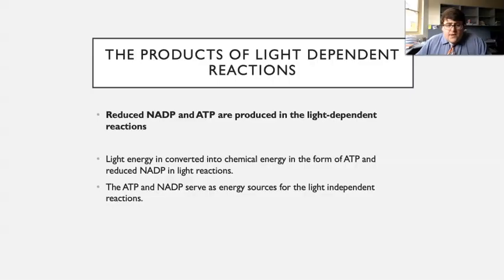So, the products of light-dependent reactions: light energy, obviously because we need light energy for light-dependent reactions, will be converted into chemical energy in the form of ATP and reduced NADP. Now this is done in reactions that involve light. The purpose of doing this is that ATP and NADP, which are reduced in these light-dependent reactions, will serve as energy sources for the light-independent reactions that occur in stage 2.